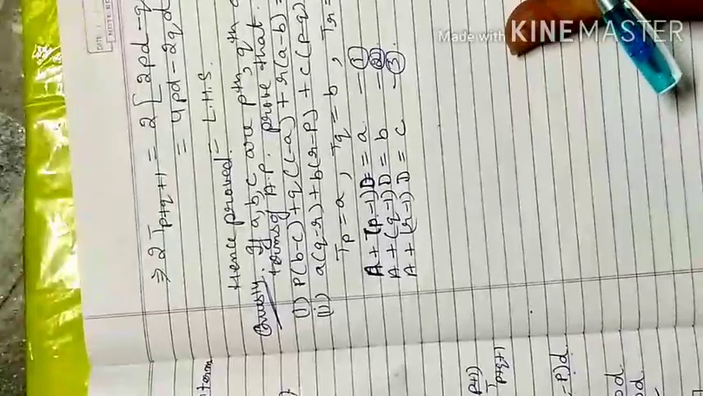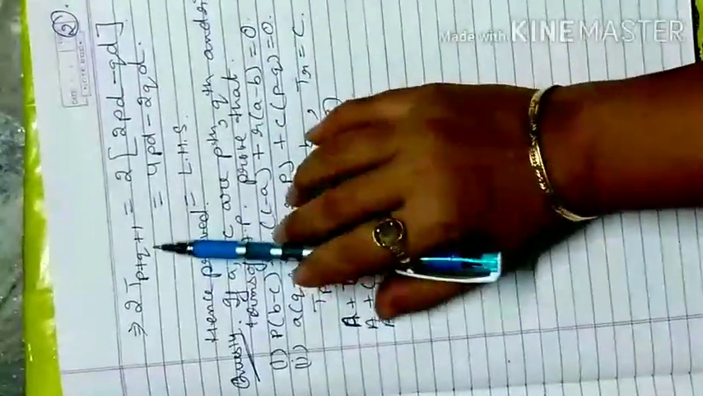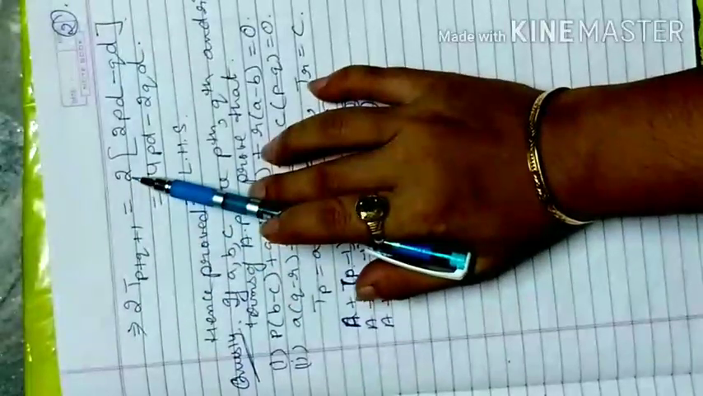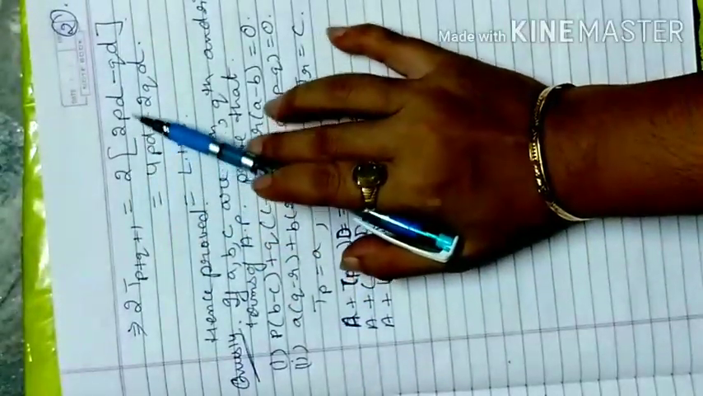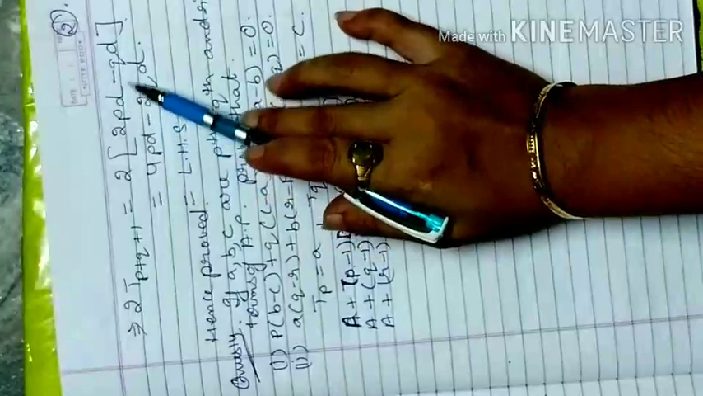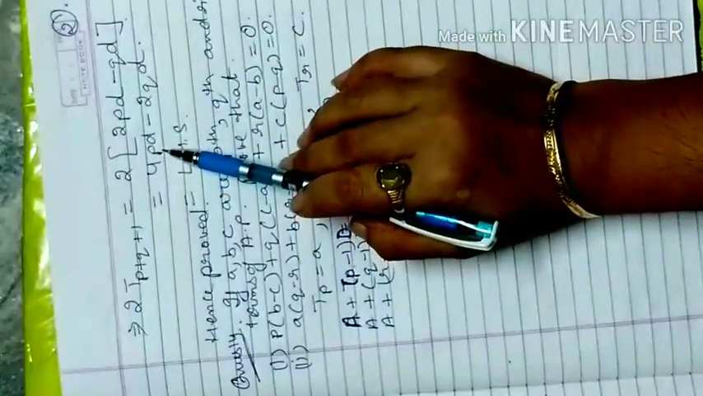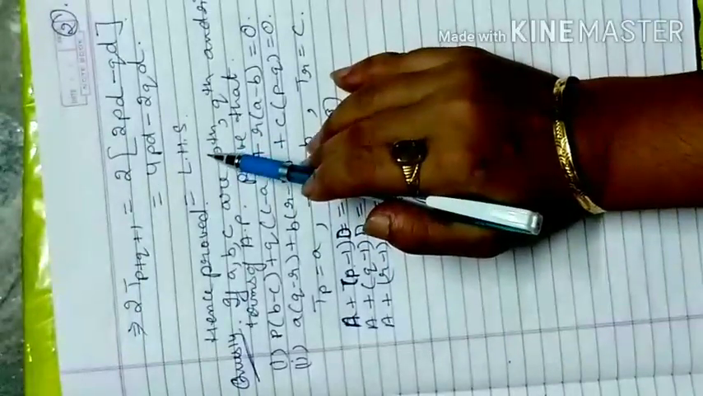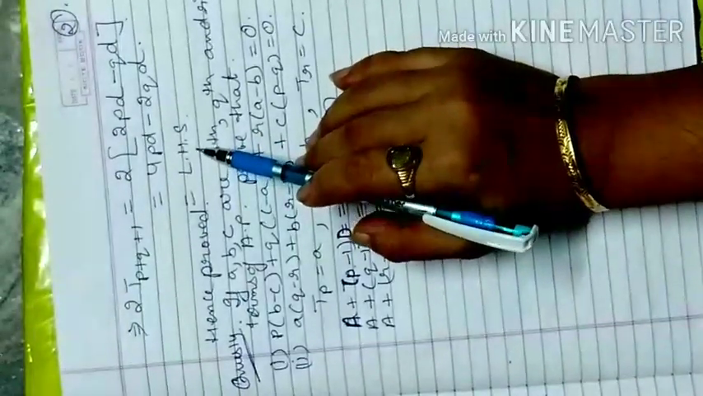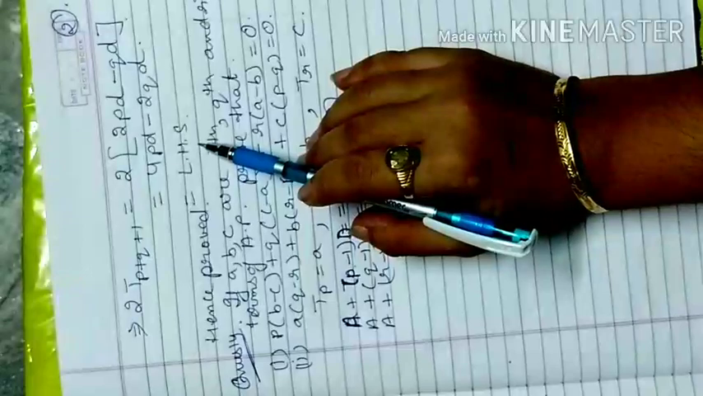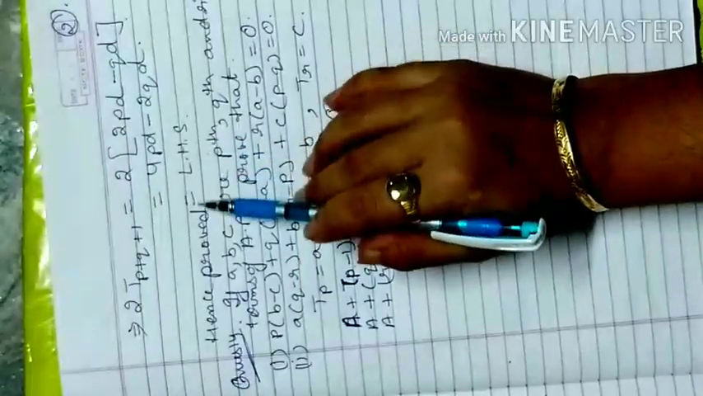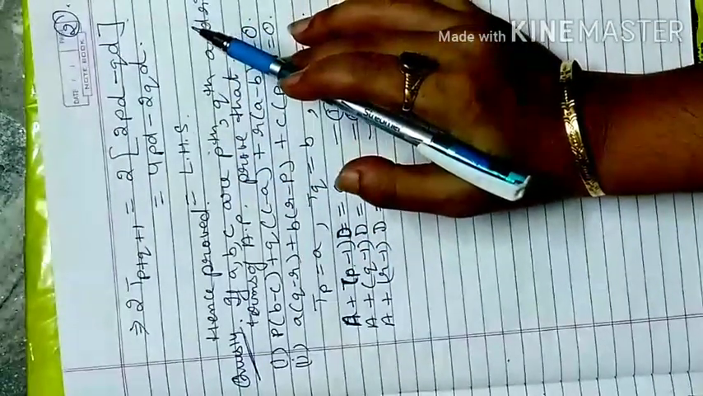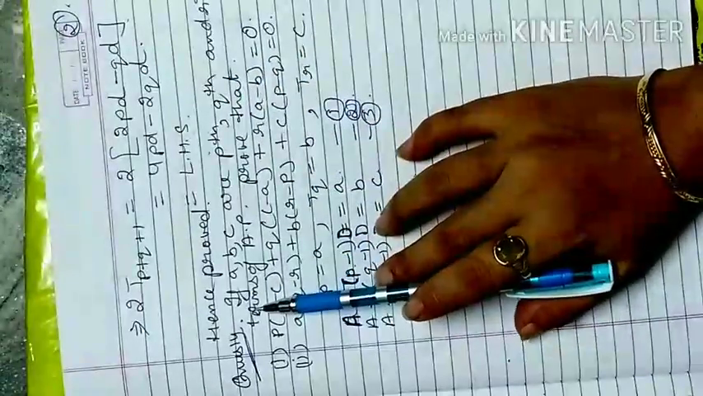When you add this, you will get the (P+Q+1)th term is 2 times, so 2 will be kept outside, P plus Q plus 1, after calculation 2PD minus QD. When you open, 4PD minus 2QD, that is exactly the same as your left hand side. So that means whatever you wanted to prove, left hand side is equal to right hand side. So that is proved.